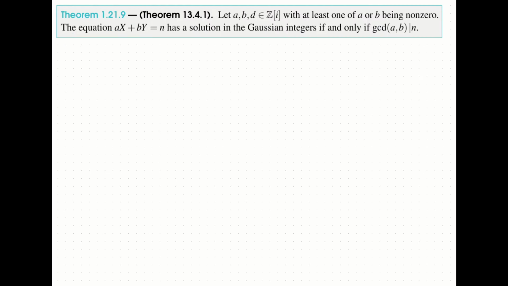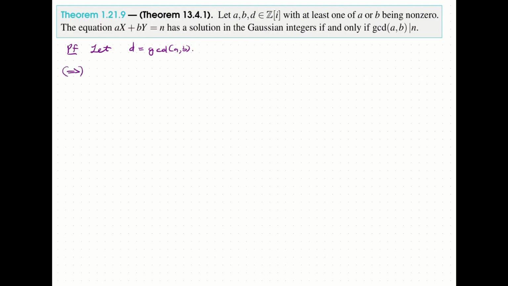To finish off today's lesson, let us show the necessary and sufficient conditions for finding a solution to a linear Diophantine equation over the Gaussian integers. And it's exactly what we had over the integers, just translated over, as has been the theme for today. We have a, b, and n Gaussian integers, with at least one of a or b being non-zero. The equation ax plus by equals n has a solution in the Gaussian integers if and only if the GCD of a and b divides n. So let's prove this. To make things simpler, let d be the GCD of a and b. Now let's consider the forward direction.